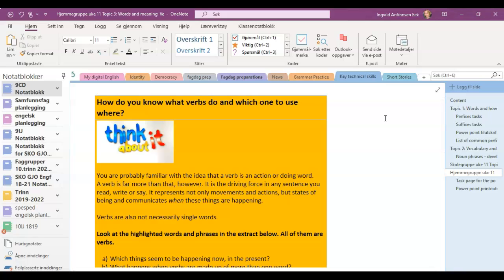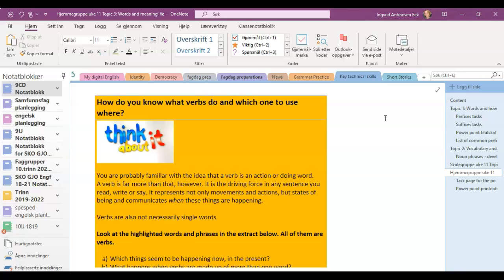You're probably familiar with the idea that a verb is an action or doing word. You should be familiar with that by now. A verb is far more than that, however. It is the driving force in any sentence you read, write, or say. So it's basically the most important word. It represents not only movements and actions, but states of being and communicates when these things are happening.